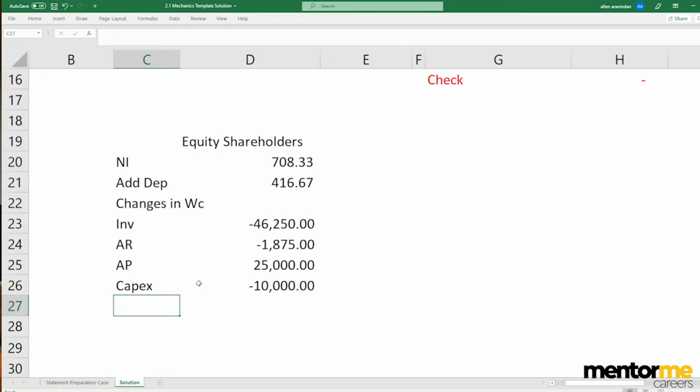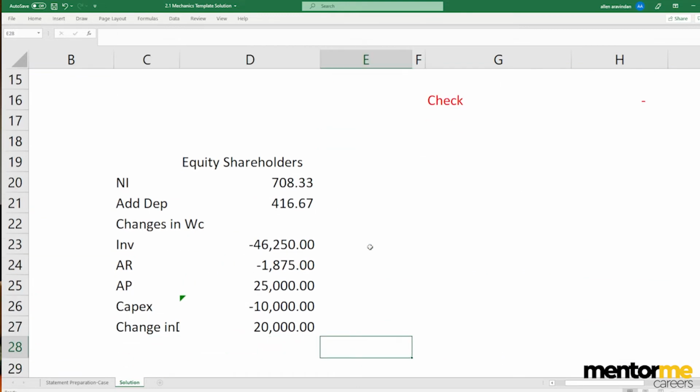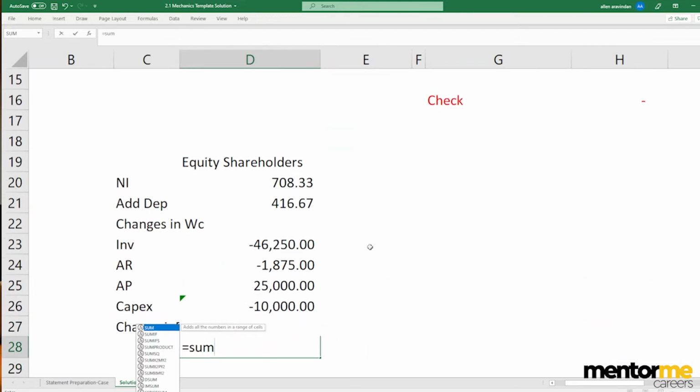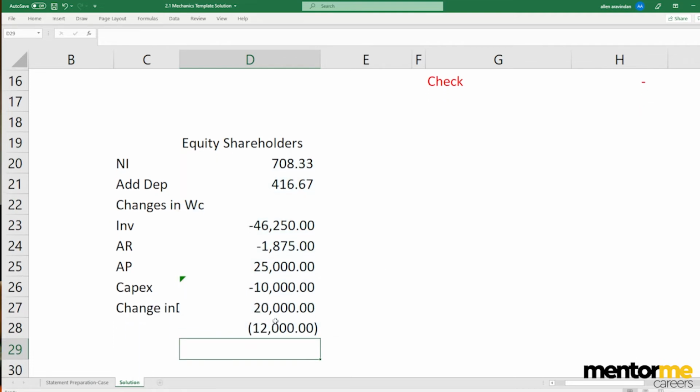Now we do change in debt. Again, similar logic: this year, which is 20,000 minus 0. There you go. And that becomes my free cash flow to equity. In simple terms, all we're trying to say is that this is the amount of money which is left for the equity shareholders, which turns out to be negative. So that means we have a free cash flow to equity as negative.